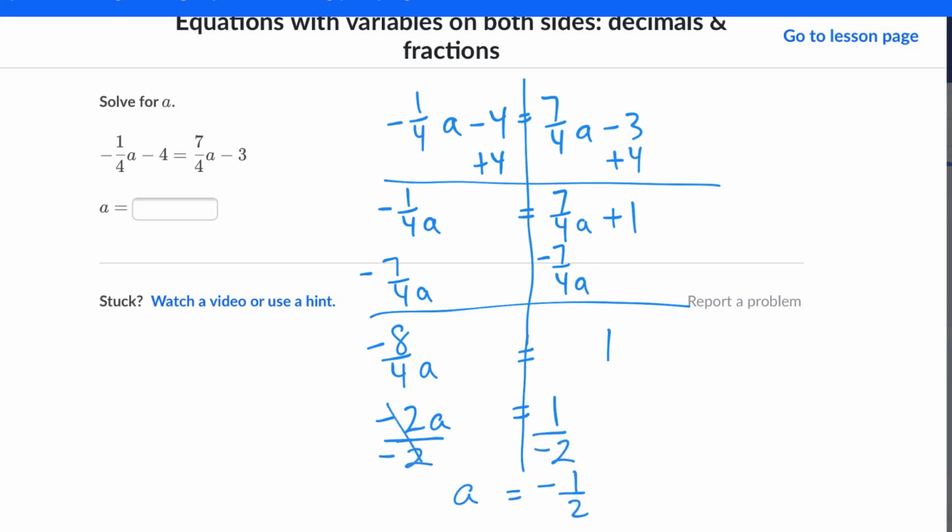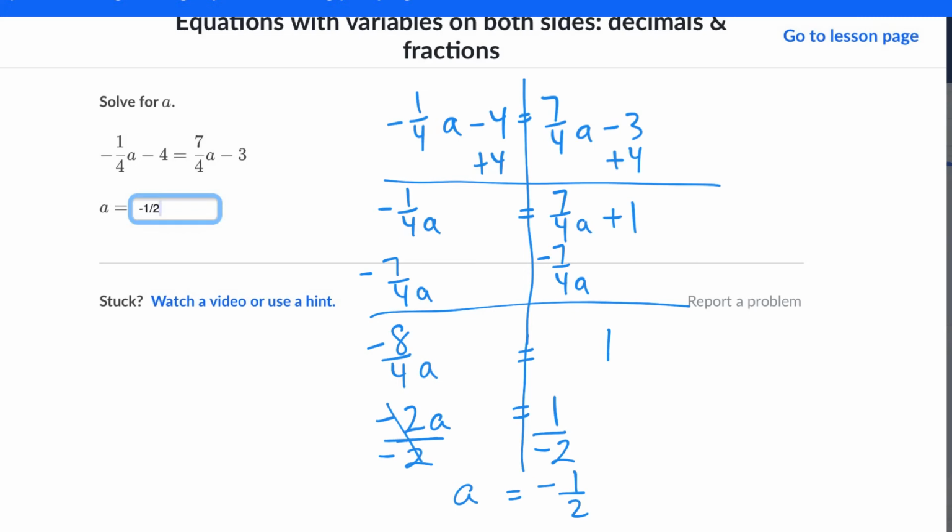And I think Khan Academy likes the negative on the numerator. It really doesn't matter where it is. It could be in the numerator or the denominator, but Khan Academy, I believe, likes the numerator. So negative 1/2. Let's see. They didn't give me an option for negative there. Negative? Nope, that's not negative. Let's see. Negative 1 over 2.